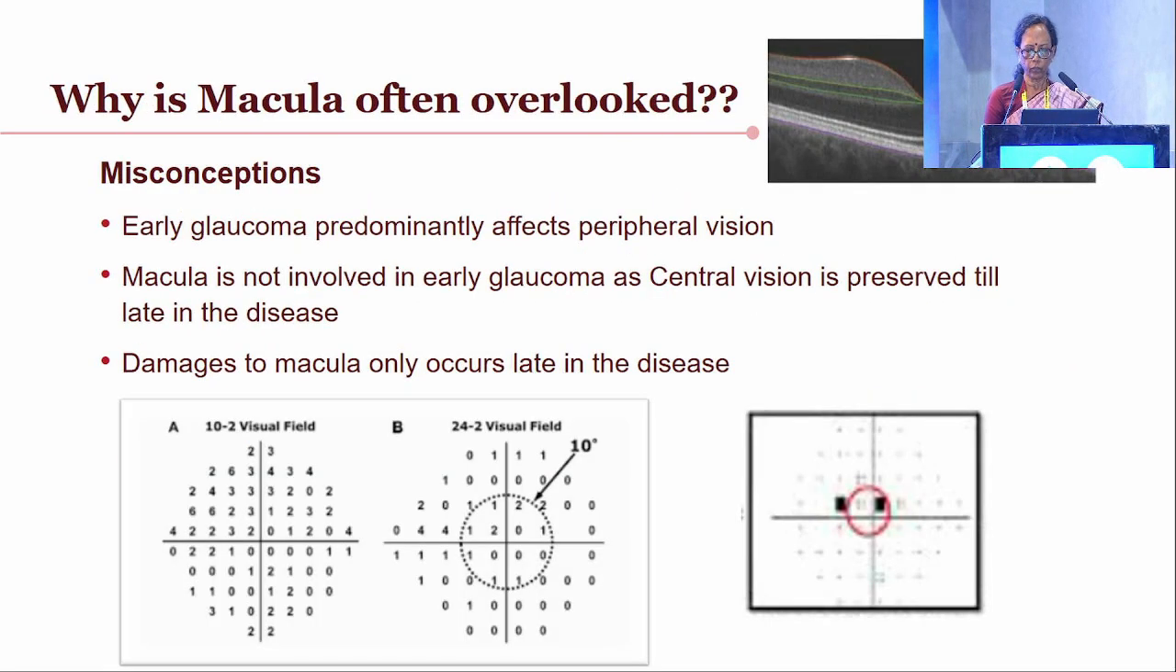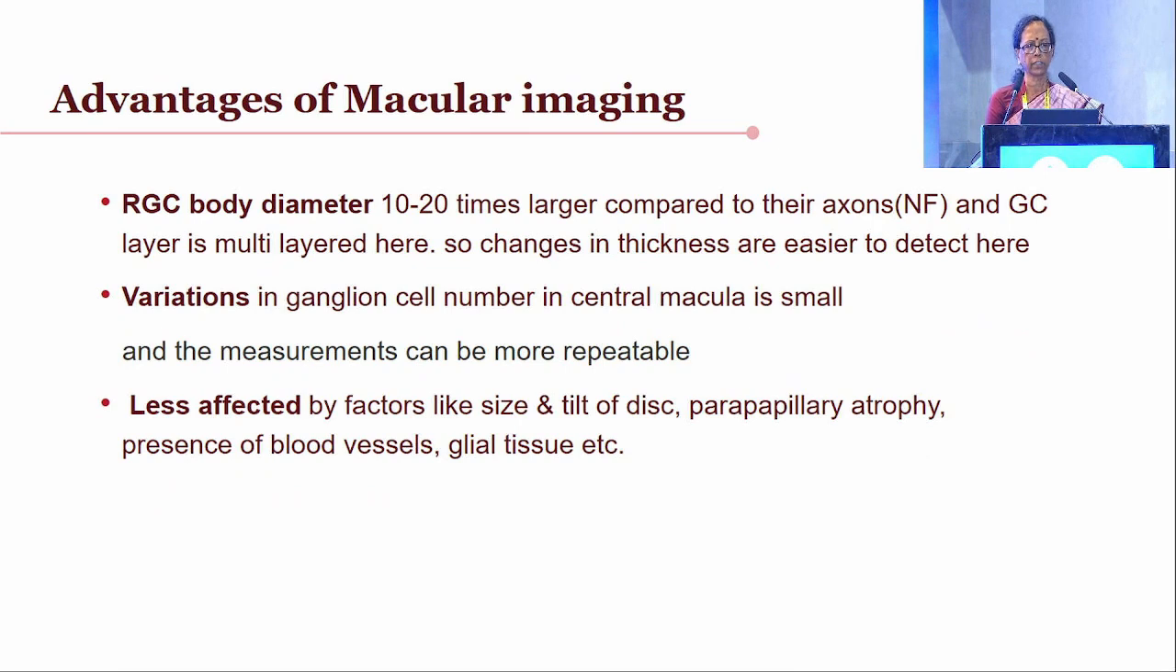Another importance of the macula is that the RGC body itself is 10 to 20 times larger compared to the nerve fiber layer, which is made of their axons, and at the macula, it is multi-layered. So it is thicker at the macula, and any change is easily detectable at the macular level. Variation in the ganglion cell is very small at the macula, and another important point is that it is less affected by factors like size and tilt of the optic disc and parapapillary atrophy, which always affect the retinal nerve fiber layer.